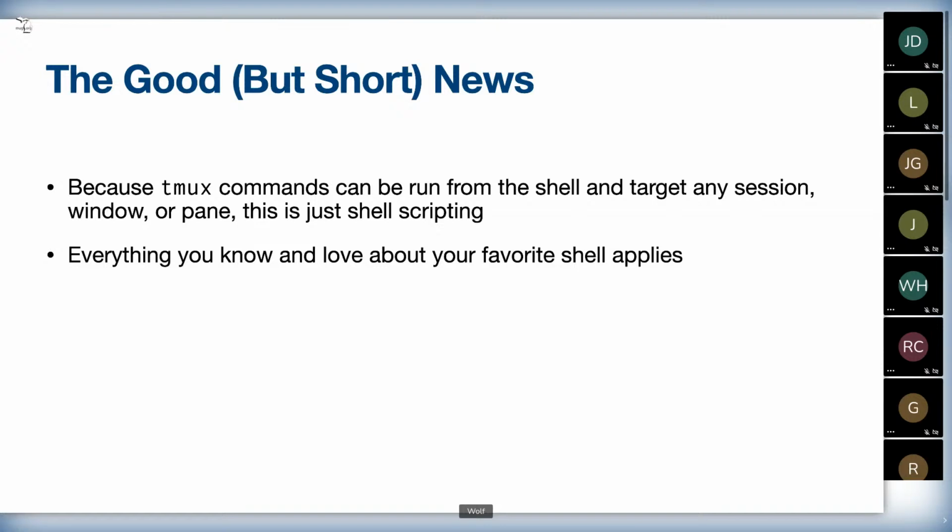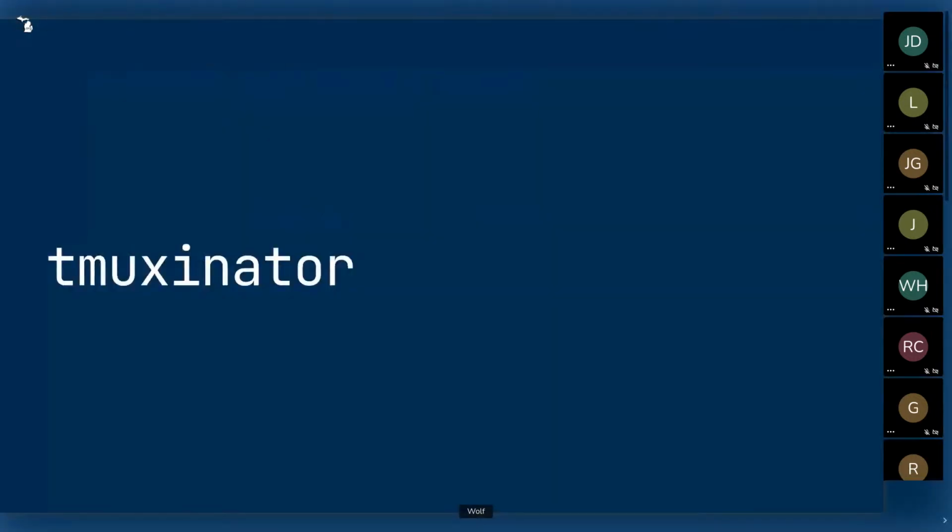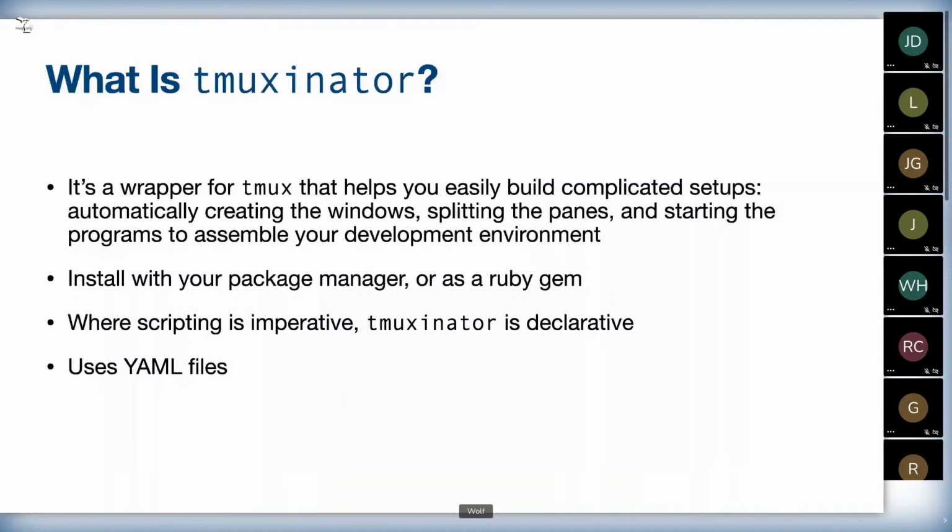But I think there's a better way than scripting it, and that is to use tmuxinator. Tmuxinator is a wrapper for tmux to build complicated setups. It will make the windows, it will split the panes, it will start up all the programs to build your development environment. It's a Ruby gem. You can install it with your package manager like I did. I did brew install tmuxinator, and I did apt install tmuxinator on my Ubuntu system. And scripting is imperative. You tell it what to do. Tmuxinator is declarative. You tell it what you want. And you tell it what you want in a YAML file.